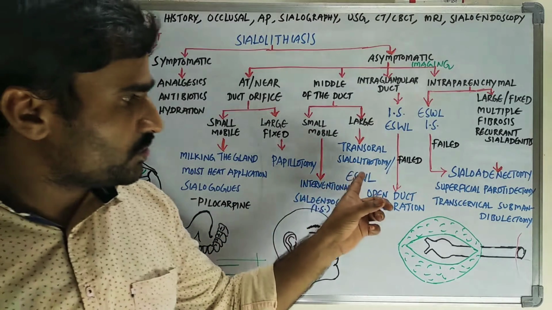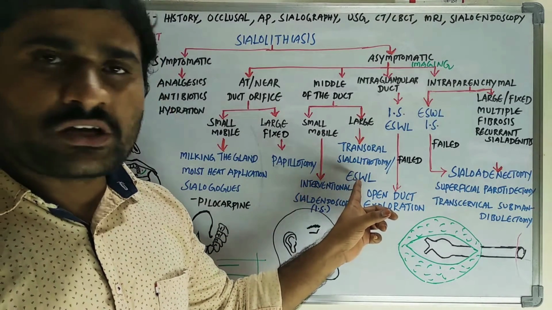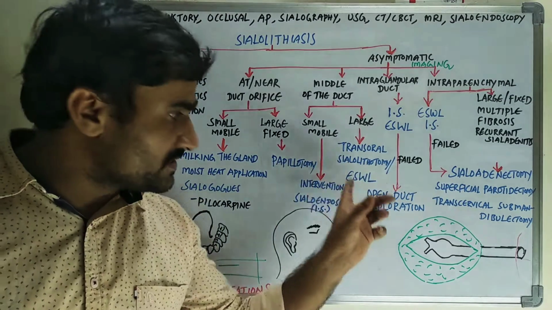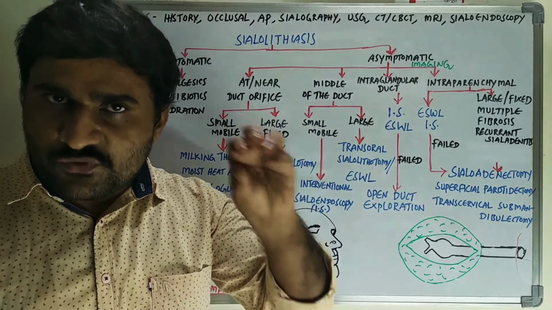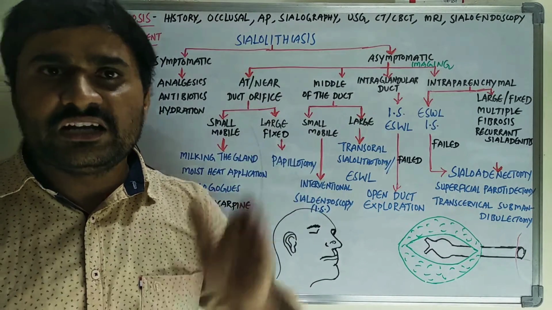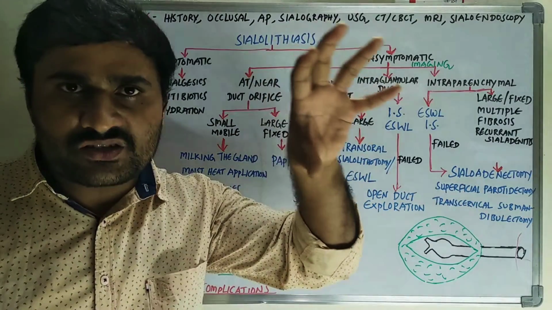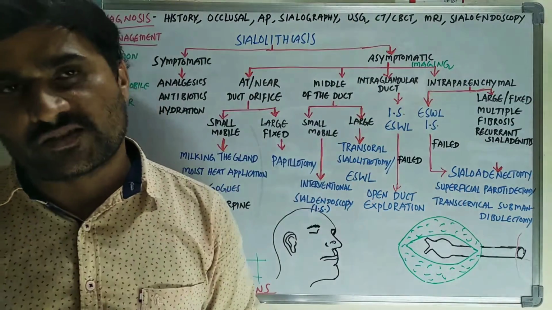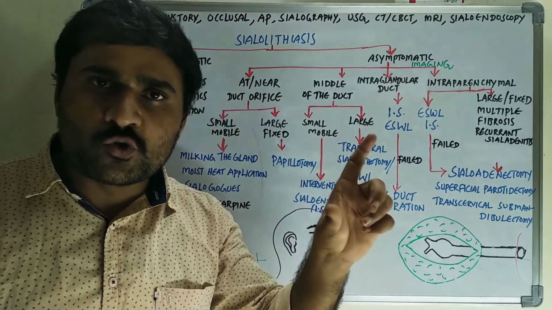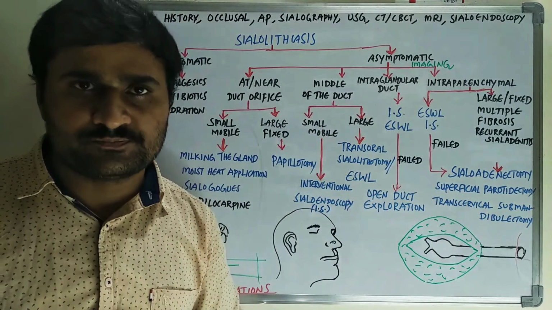In some cases, you can go for extracorporeal shock wave lithotripsy also. In this case, high energy shock waves are directed at the calculi and fragment them. Large calculi will become small pieces so that they can be flushed out, or you can go for sialoendoscopic removal of those small calculi.